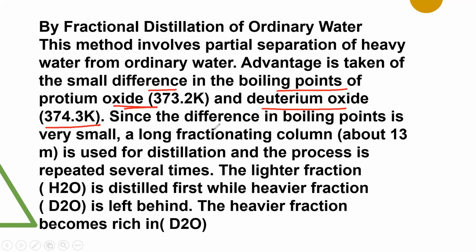Since the difference in boiling point is very small, a long fractionating column, about 13 meters, is used for distillation, and the process is repeated several times. The lighter fraction, due to water, is distilled first, while the heavier fraction, D2O, is left behind. The heavier fraction becomes rich in D2O.